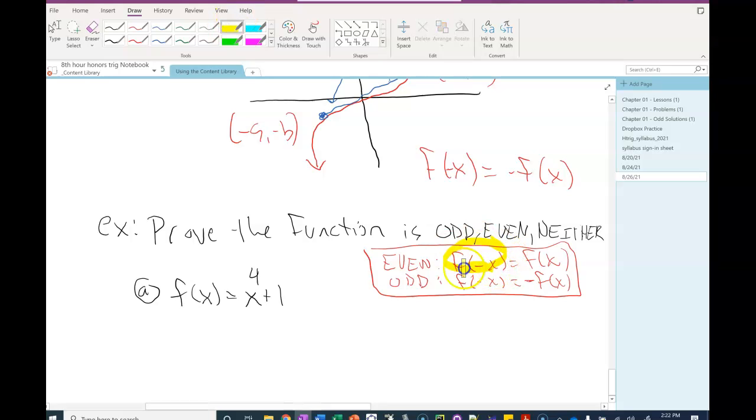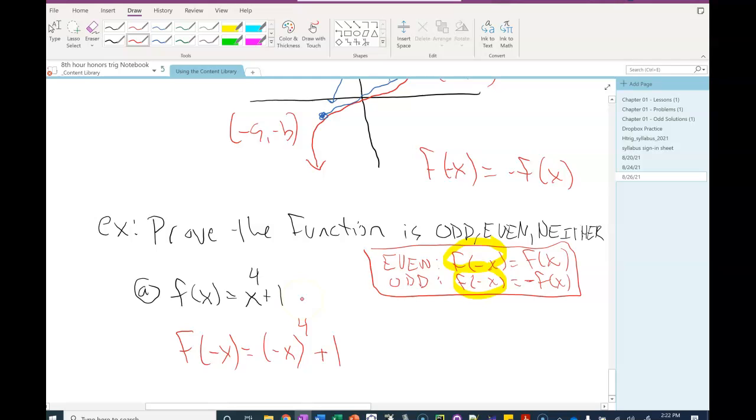Okay, so how do we start with this proof? Well, in each of the definitions here that we have for odd and even, we need to compute f of negative x and see what we get. Everybody see that? So that's what we'll start with. So we'll do f of negative x. When I have function notation, the thing inside the parentheses is what I'll input for x. So that means I'll have negative x to the fourth.